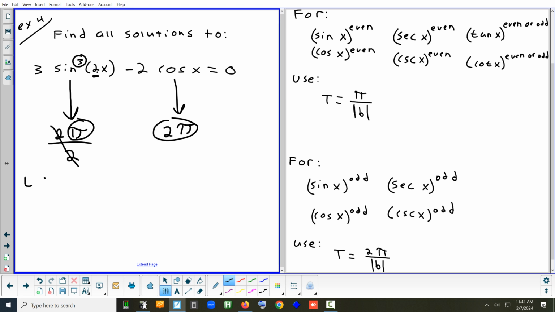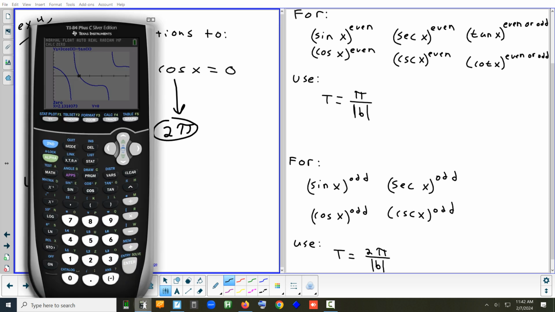What's the LCM? 2 pi. So now every answer that you get is going to have a plus 2 pi on the answer. Let's type it in.